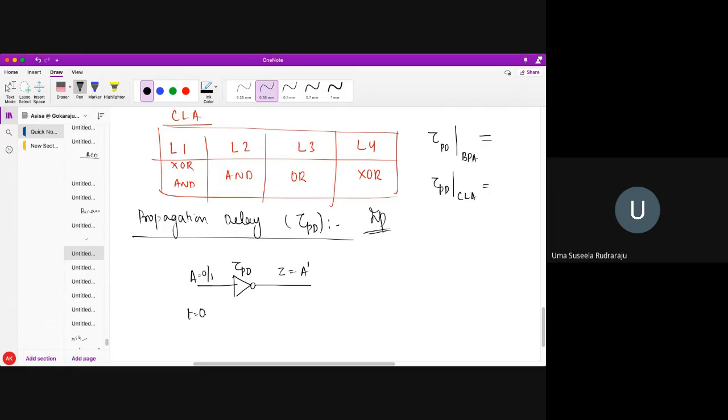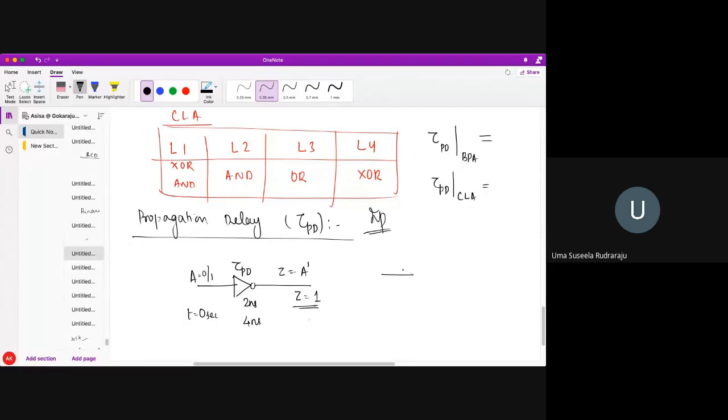At t equal to 0 seconds, I give 0 here. After what time does it respond and give me 1? That is called propagation delay. Let's say it took 2 nanoseconds to provide me the output. Let's say it takes 4 nanoseconds to provide me the output.